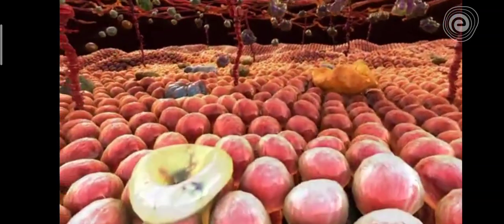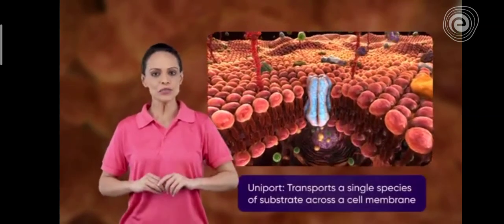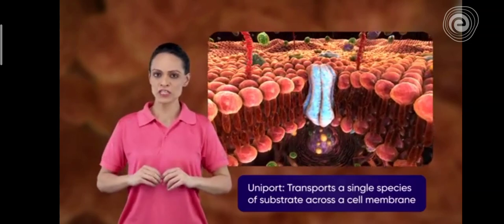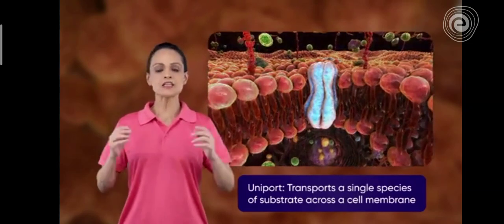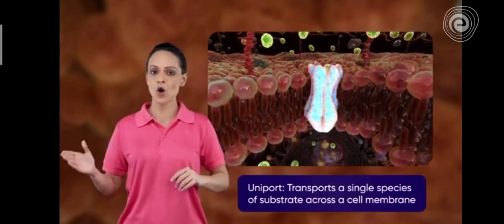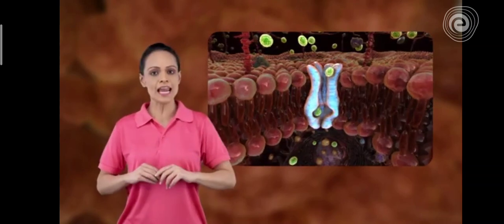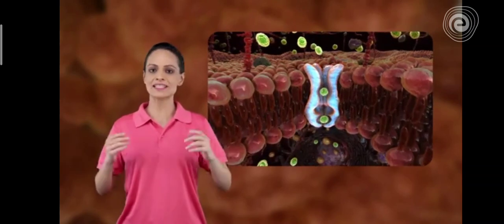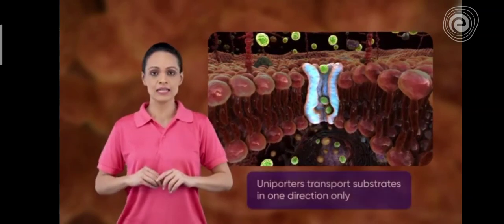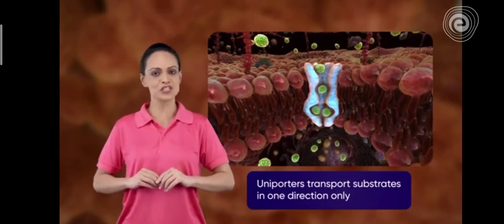These karyoproteins are of three types. The first one, a uniport karyoprotein, also called the uniporter transporter, facilitates the movement of one molecule of the substance at a time along the concentration gradient. It facilitates the entry of the substance across the cell membrane. The point to be remembered here is that uniporters transport substrates in one direction only.